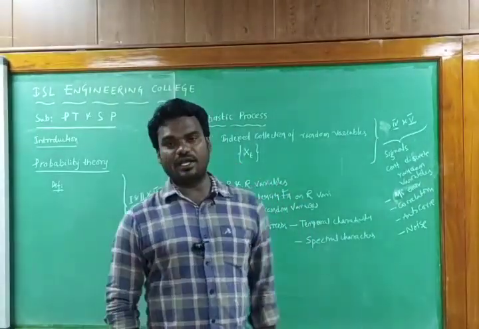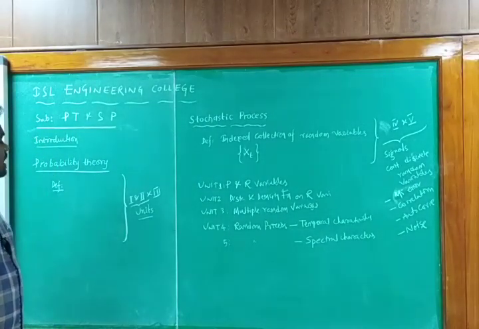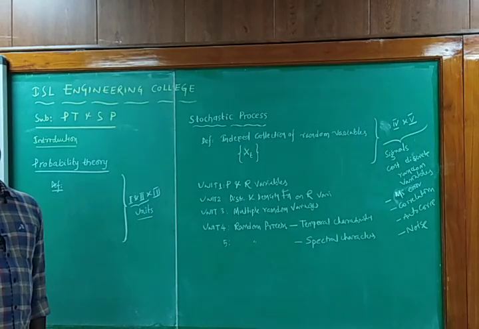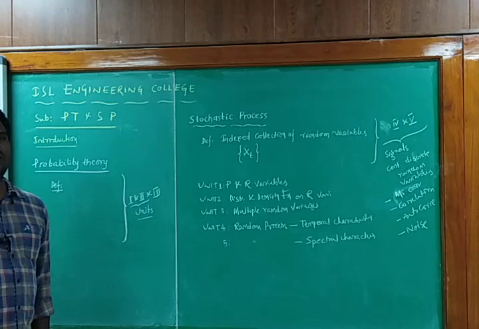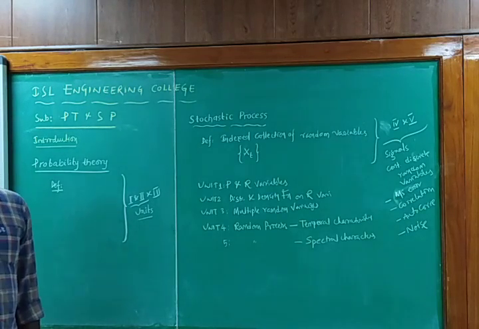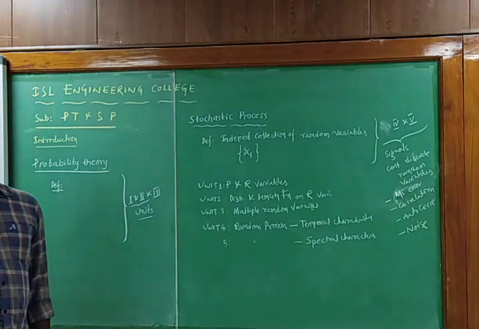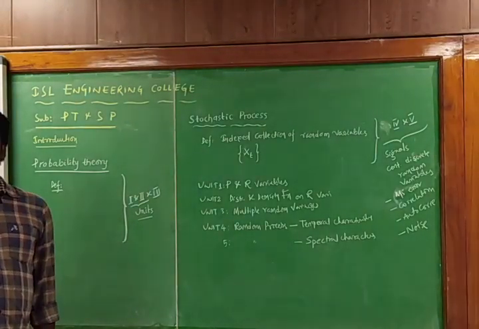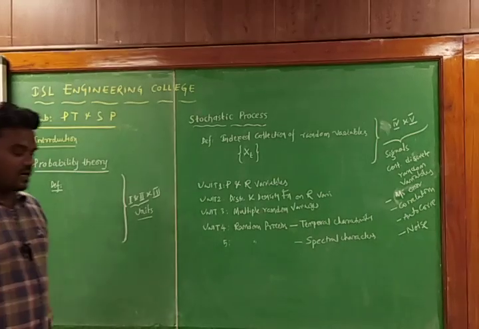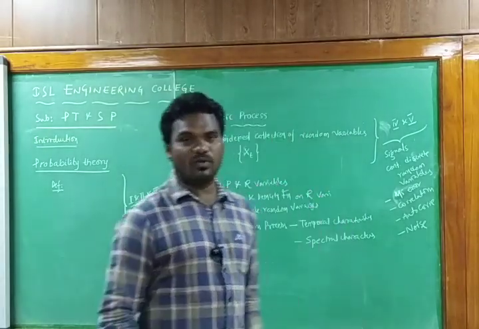This probability theory we are going to discuss in 3 units. The first, second and third units completely deal with the probability theory. Once again I am giving the definition of the probability theory. It is the modern mathematics which is in relation with algebra, topology and some analysis, and it deals with some sets, some functions and some theorems. This is probability theory.